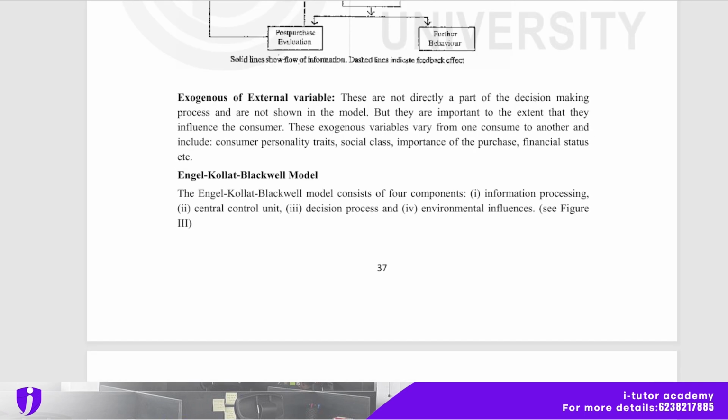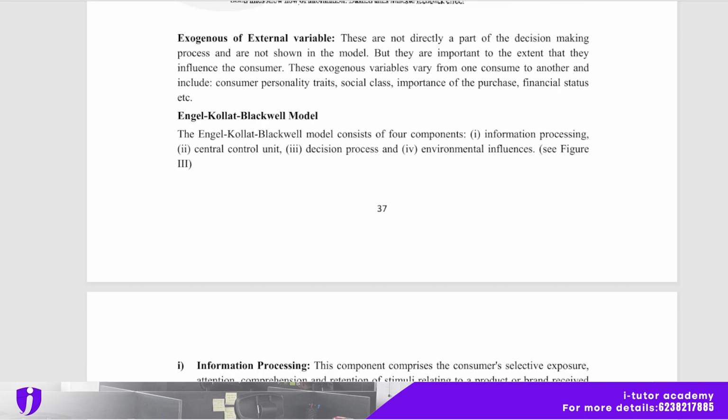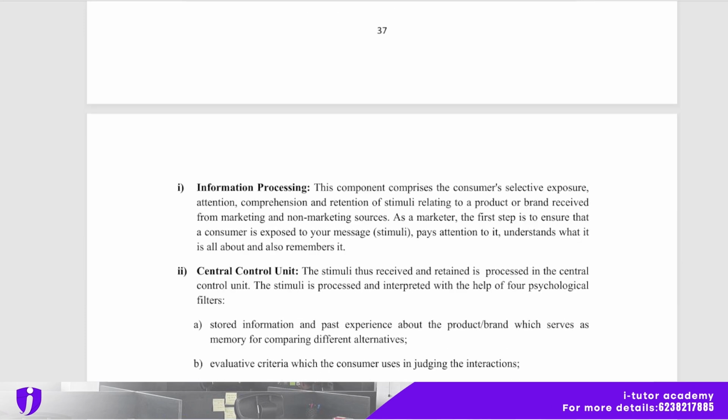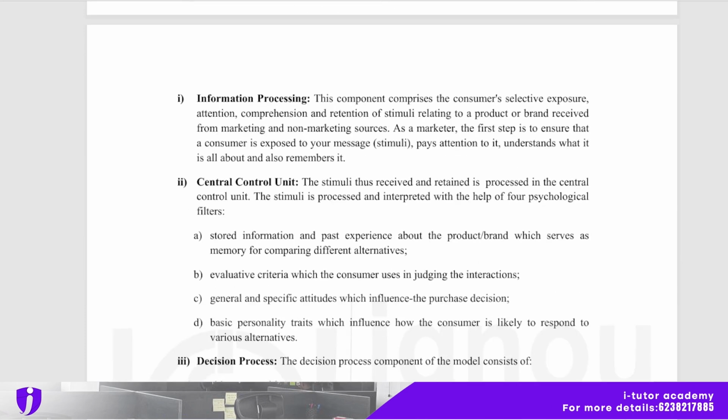The Engel Kollat Blackwell model consists of four components: information processing, central control unit, decision process, environmental influence. In information processing, this component comprises the consumer's selective exposure, attention, comprehension, and retention of stimuli relating to a product or brand received from marketing and non-marketing sources.